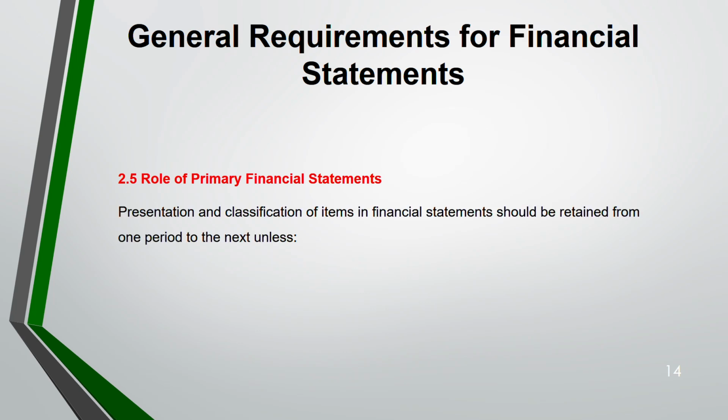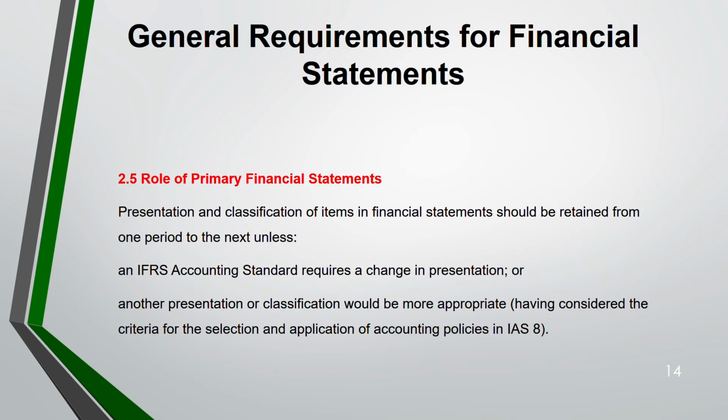Next, a rule. Presentation and classification of items in the financial statements have to be retained from one period to the next. That means suppose in this year I'm presenting an item in this manner, next year also I have to make sure that I'm presenting it in the same manner. I can't change. Otherwise comparability becomes very difficult. Okay. But you can change if an IFRS accounting standard says you to change the presentation. For example, this year it's non-current, but the IFRS accounting standard says that now you have to change from non-current to current. Reason could be anything. Then you have to change. Or another presentation or classification is more appropriate.